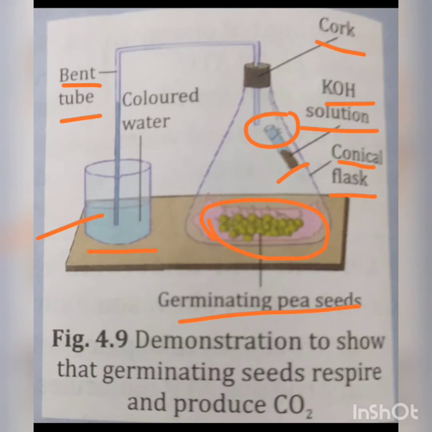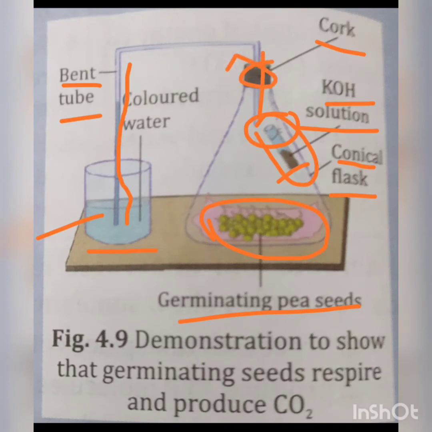The procedure for it is: take the conical flask and place some germinating gram or pea seeds in it. Insert the shorter end of the glass tube through the hole in the cork and fix it on the conical flask. Before fixing the cork, hang a test tube containing KOH solution inside the conical flask with the help of the thread. Take the colored water in the beaker and keep the longer end of the glass tube dipped inside it. Make the conical flask airtight by applying Vaseline on its rim.